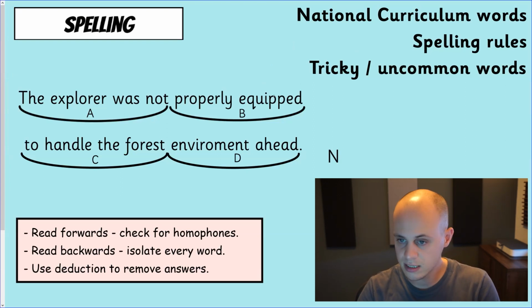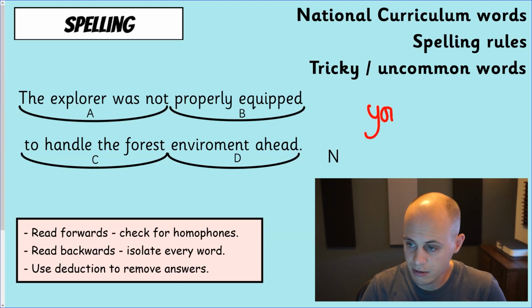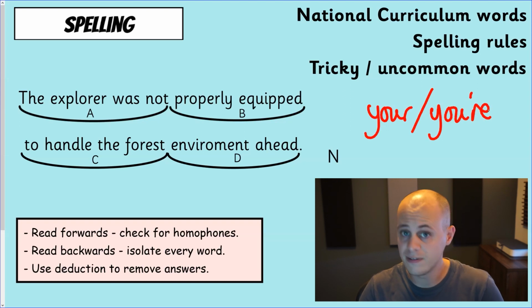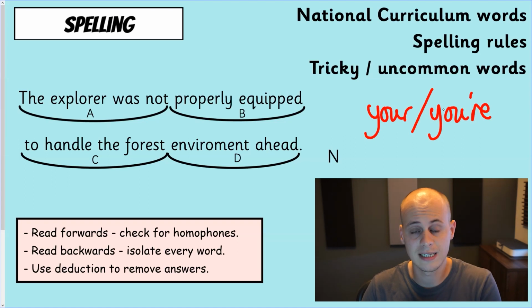Firstly, read the sentence forwards, get a sense of the meaning, the context of this question, because there could be a homophone mistake. And if you're not too sure what homophones are, they are words that sound the same, like your and you're, but they have different meanings. They're both spelt correctly technically, but one of them would be the incorrect spelling if used incorrectly in a sentence. So when you're reading through the first time, just check for homophones. Don't assume that all of the homophones are correct.